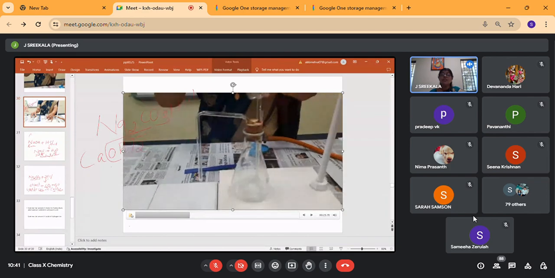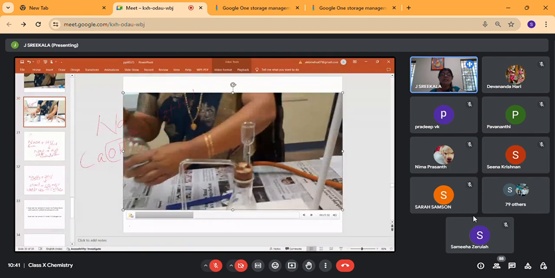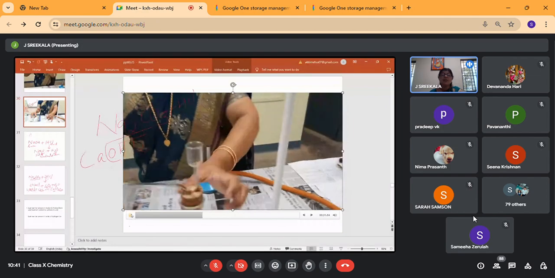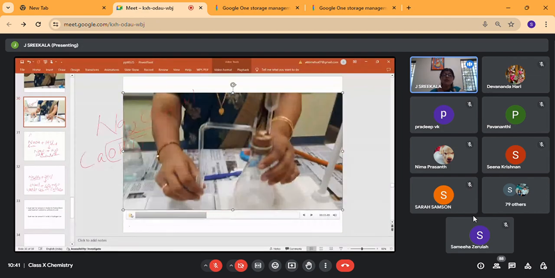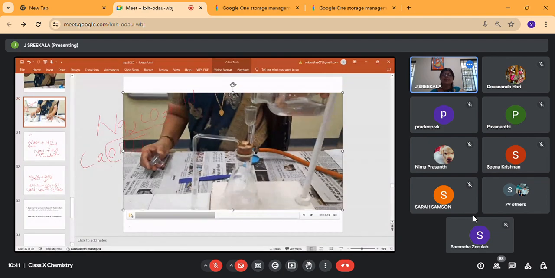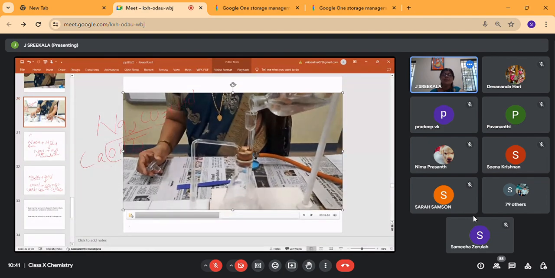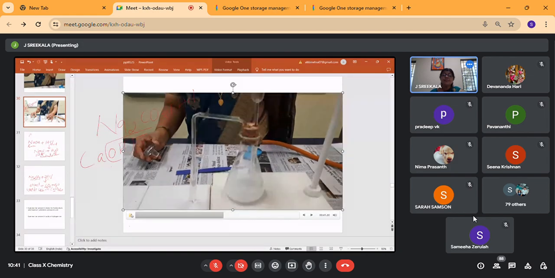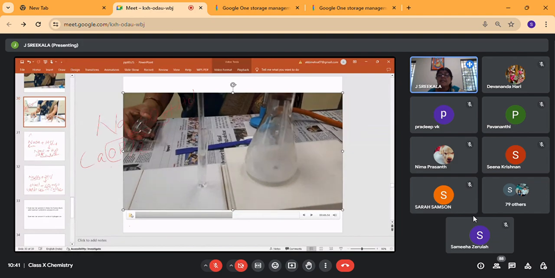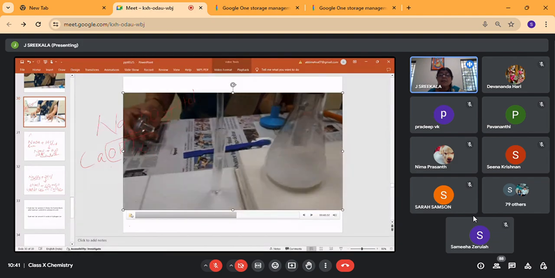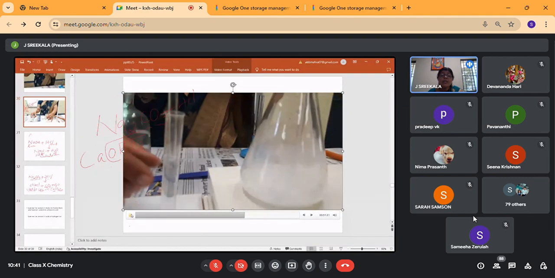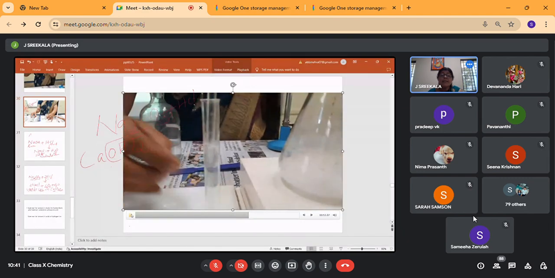First I thought I will add acid, then I kept it back. Before adding acid, I should keep the lime water. Lime water is a dilute solution of calcium hydroxide. Now acid is added. If you observe thoroughly, you can see bubble formation inside, and the bubbles are coming and collecting in lime water. Slowly it will turn milky.